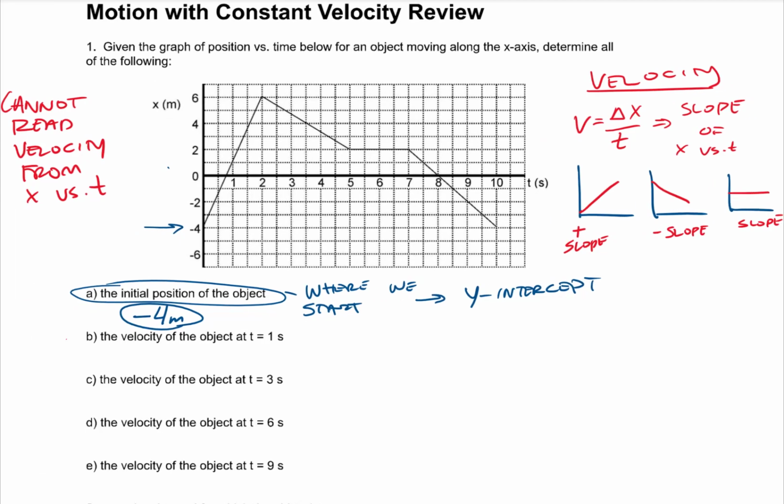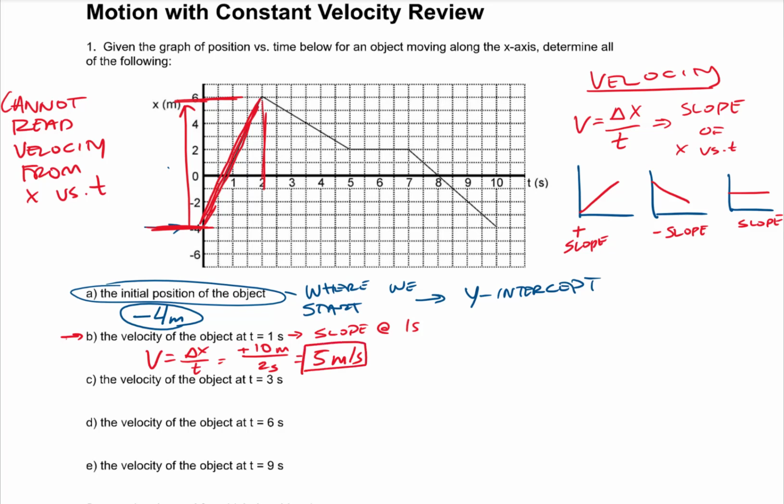So, at 1 second, I want to look at this entire line right here. Because when it says the velocity of the object at 1 second, what it means is the slope at 1 second. Well, that's one whole line segment, so I want the slope from that entire line segment. Velocity is change in position over time. If we start at -4 and we end at 6, our change in position is a positive 10 meters. And we do that whole motion in 2 seconds. So we get 5 meters per second.